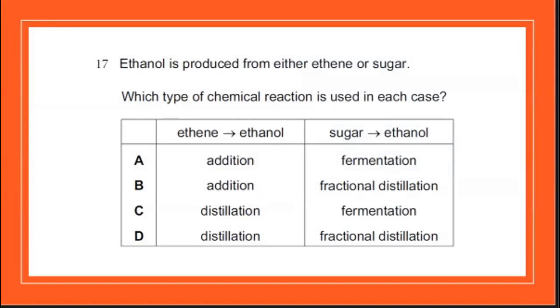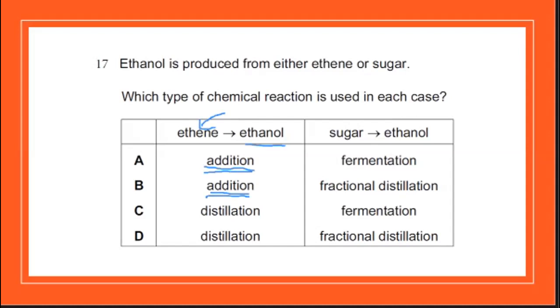Next question. Question 17. Ethanol is produced from either ethene or sugar. Which type of chemical reaction is used in each case? The question is asking us which type of chemical reaction is used in each case. So ethene to ethanol, that process is an addition process. So it's either A or B, right? Because water is being added across the double bond on ethene to give us the ethanol.